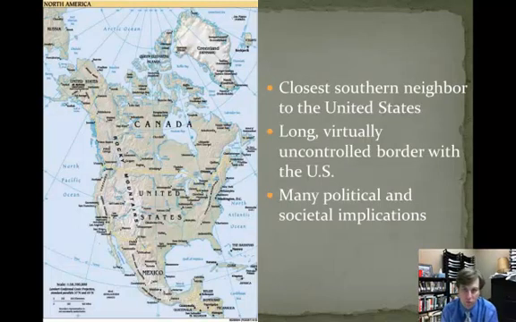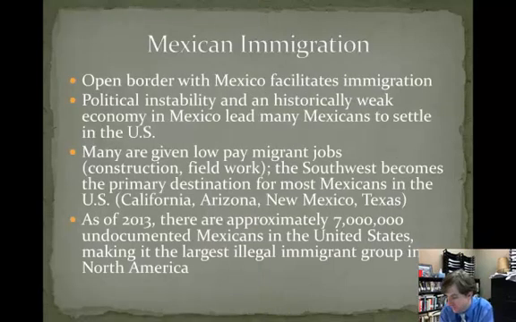If you didn't know where Mexico is, it's the closest southern neighbor to the United States. It has a long, virtually uncontrolled border with the U.S., and there are many political and societal implications for this large-scale movement of people from Mexico into the United States. The open border with Mexico facilitates immigration. Mexico has long had a politically unstable government and historically weak economy, which leads a lot of Mexicans to settle in the United States.